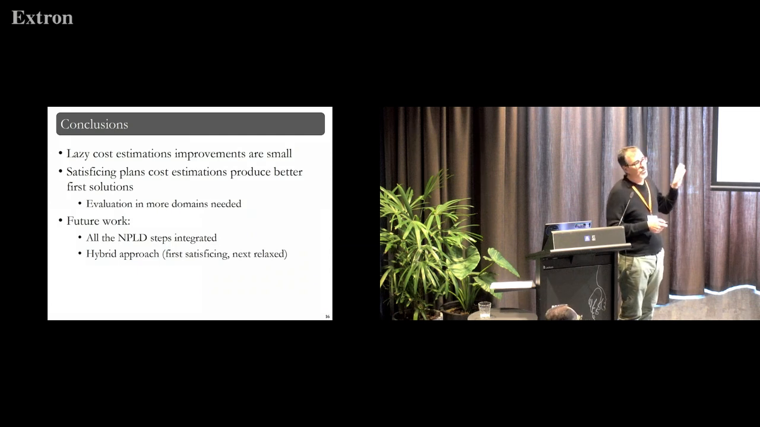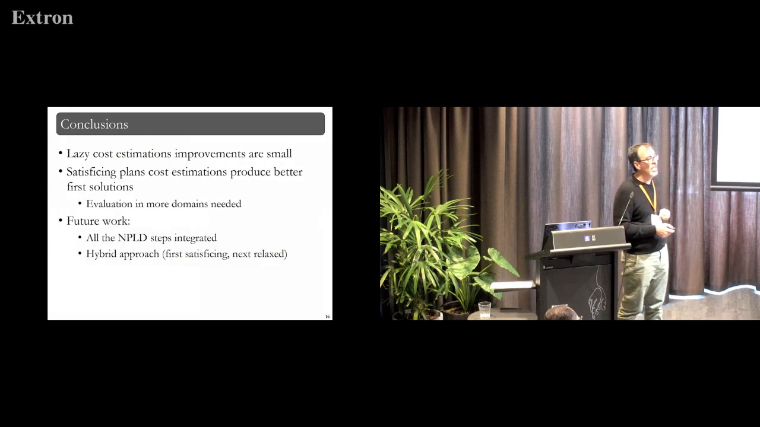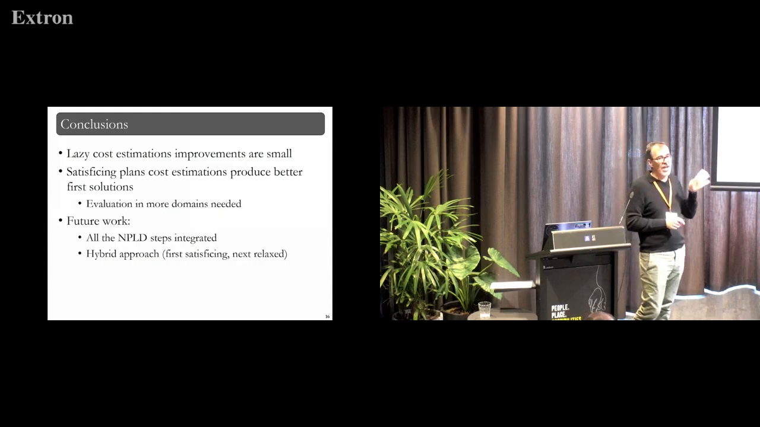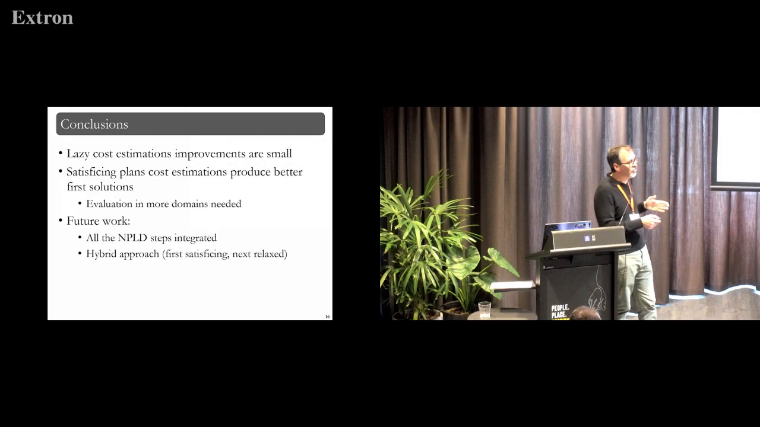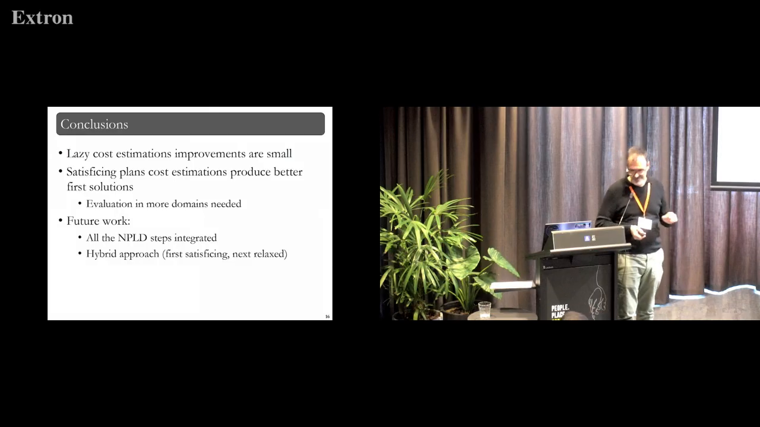Okay, as future work, what we have to do first is, as we were doing this as a proof of concept, we need to do all the steps of MPLD integrated, because now we are invoking an external planner, so we need to write the problem out, solve the problem, and receive the problem solved. So we are spending a lot of time there. And we are also thinking about a hybrid approach in which we start by using satisficing estimations, and at some level we can decide to switch to relaxed ones, which are faster. That's all, I think.